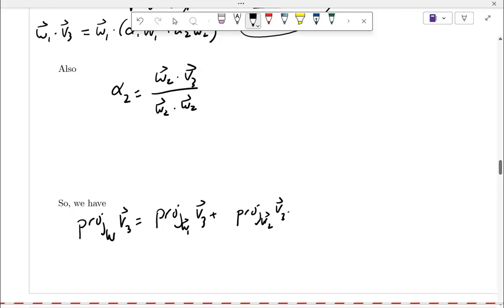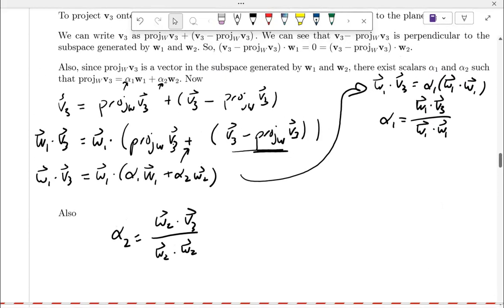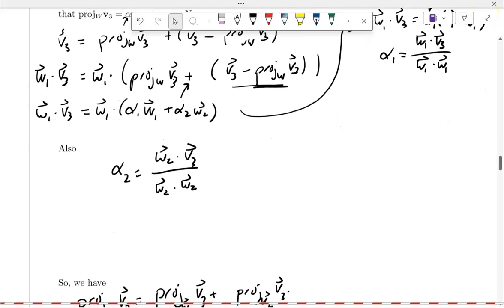How did you get alpha 1? How did I get alpha 1? I solved for it, right? I divided. Here was my alpha 1 here. I divided. Okay.